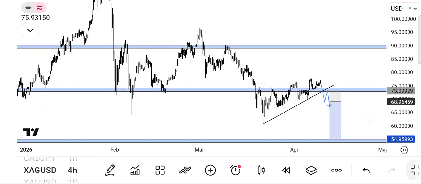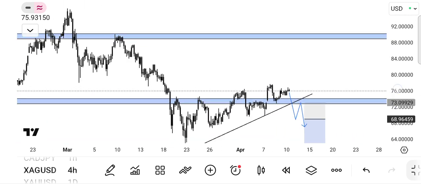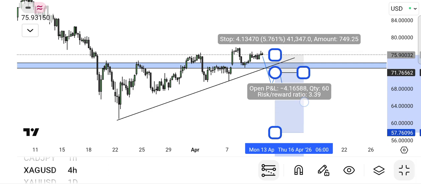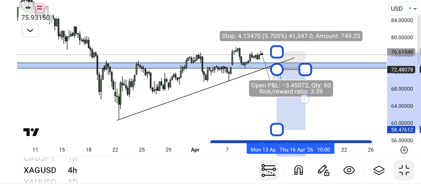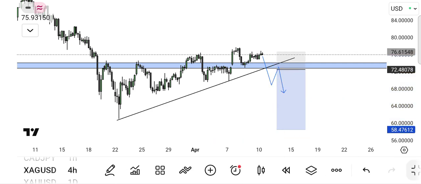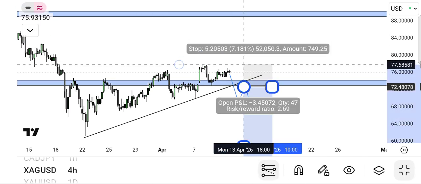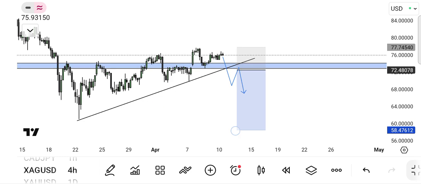So you heard it from me. Wait for silver to break this counter trend line. Once it breaks it, wait for a pullback. You either look for trading opportunities from that pullback, then your stop loss will be below here, then your TP will be here.